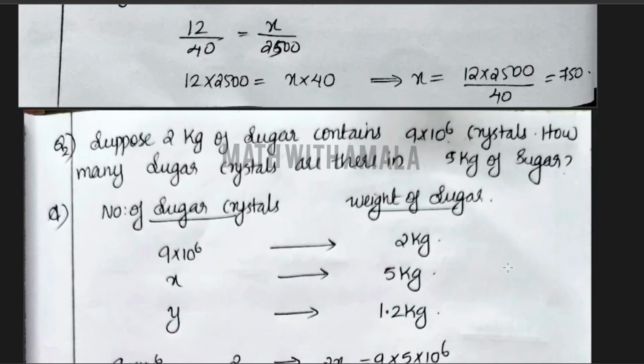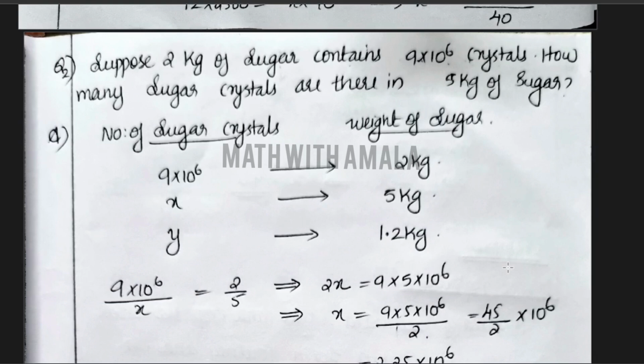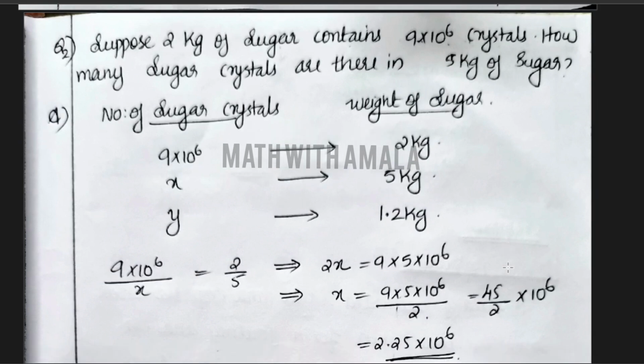Suppose 2 kg of sugar contains 9 into 10 raised to 6 crystals. How many sugar crystals are there in 5 kg of sugar? So the number of sugar crystals is given and also we have to find the weight of the sugar. According to this question, this is an example of direct proportion, because if one quantity, that is sugar crystal number, increases, then the weight also increases. It doesn't decrease there. So we have here in the first case 9 into 10 raised to 6 by x equal to 2 by 5.